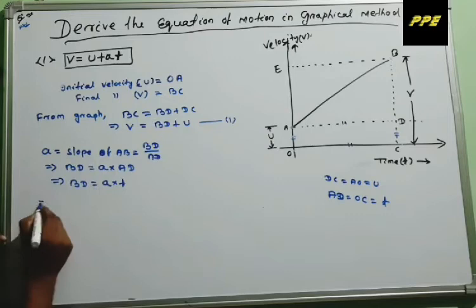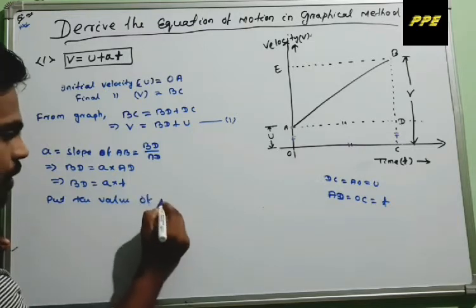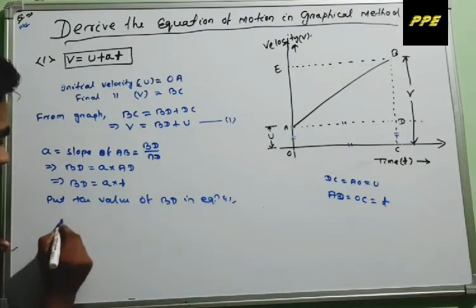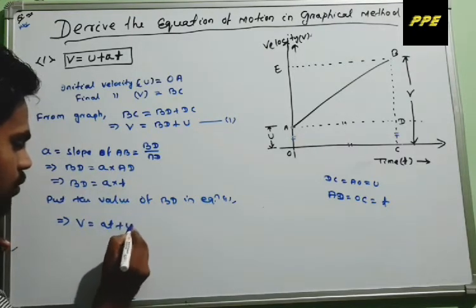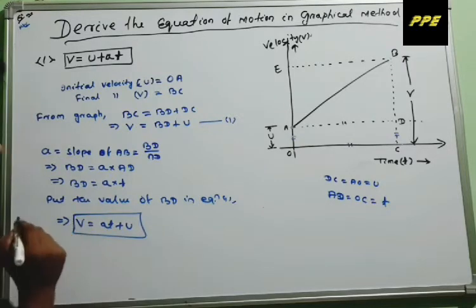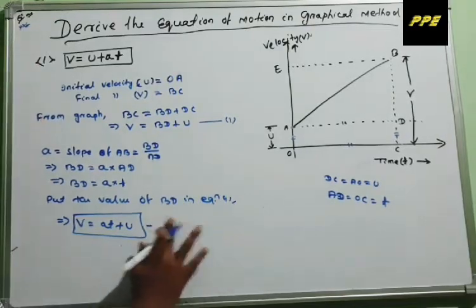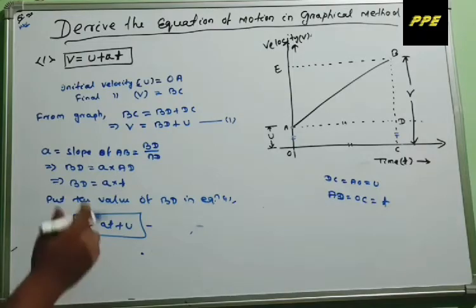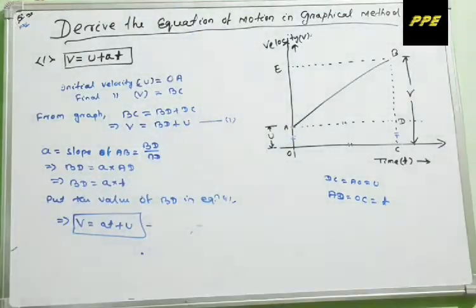So just taking equation 1, I'll put, instead of BD, AT. Write down, put the value of BD in equation 1. So we get V is equal to BD, that is AT, plus U. That is the first equation: V is equal to U plus AT. This is equation 1, the first equation of motion. Clear or not? I am deriving this equation with the help of the graphical method.